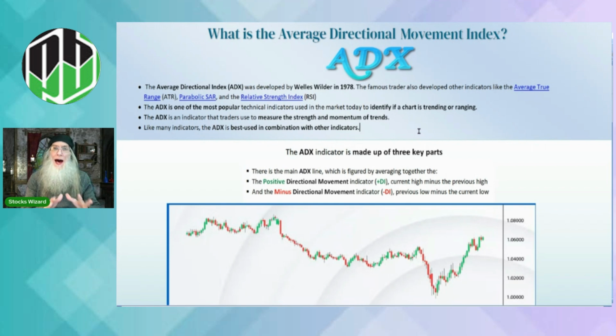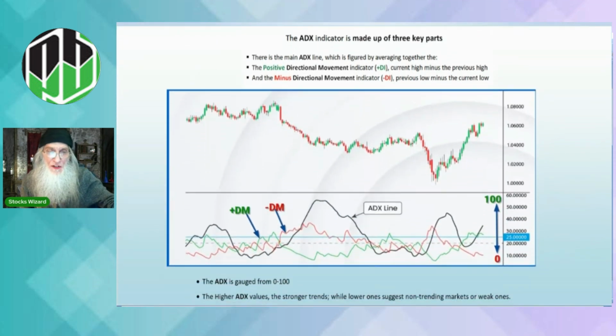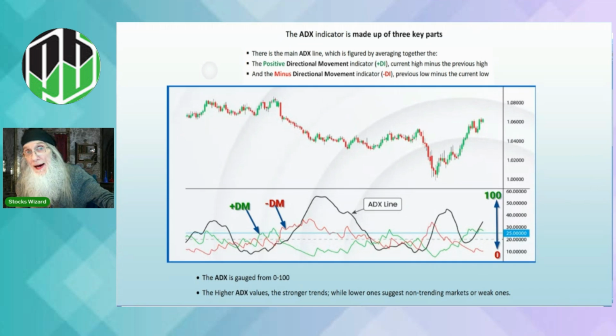But the ADX on its own does not tell us if a stock is rising or falling. That's not its primary purpose. Its primary purpose is to measure the strength and the momentum of the trends, telling you how much strength is there in this climb. How far could this climb go? Isn't that a question everybody's always asking? How far do you think this is going to go? Well, that's what the ADX can help you answer. Now, of course, like any other indicator, the ADX is best used in combination with other indicators. Don't solely rely on it by itself.